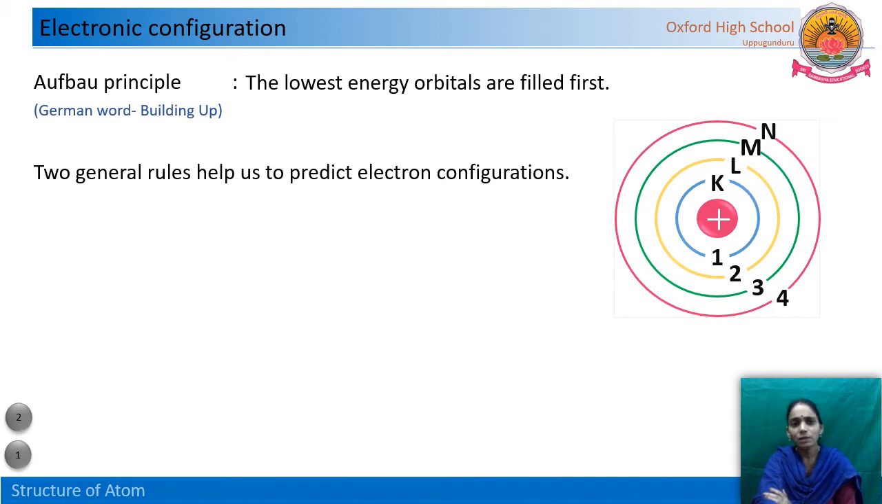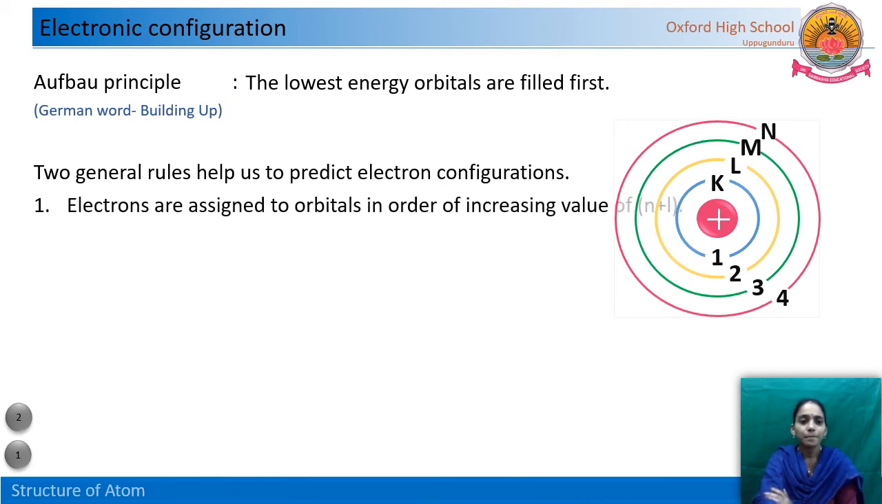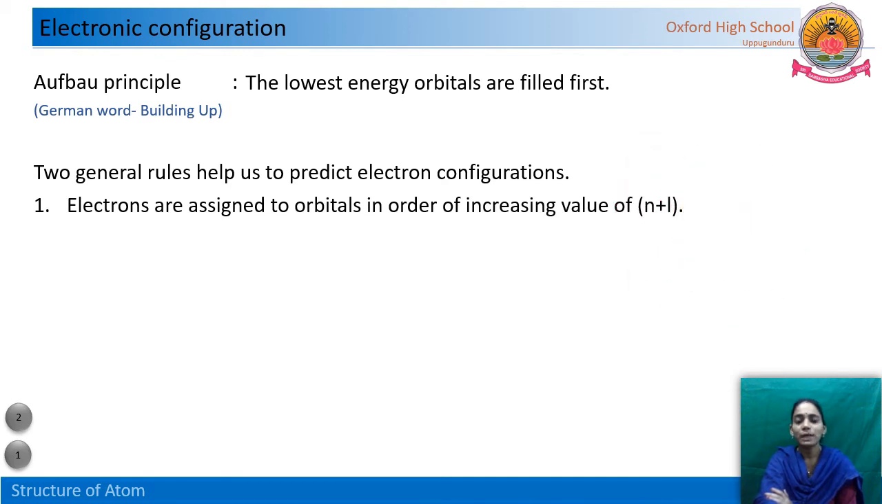We studied this in the previous class, but here we need to calculate the energies of the orbitals. How to calculate the energies of the orbitals? See here, by calculating the n plus l value. n is nothing but the principal quantum number and l is the angular momentum quantum number. If we know the two values, we can calculate the n plus l values.